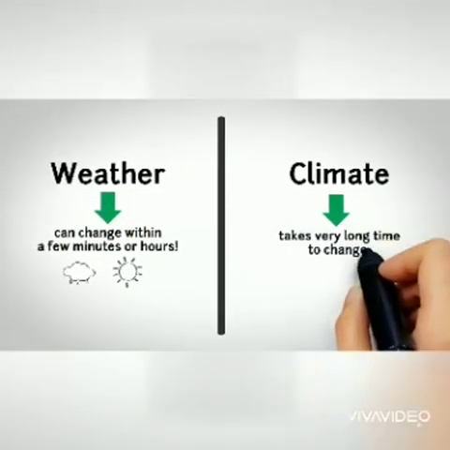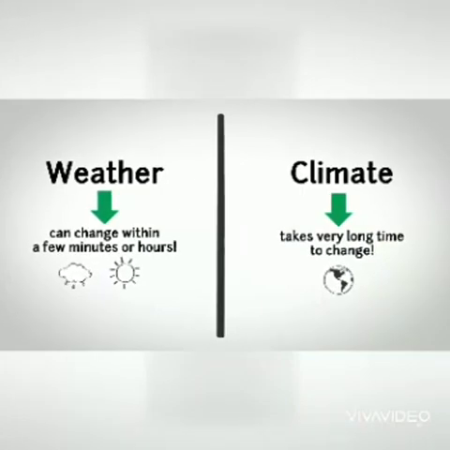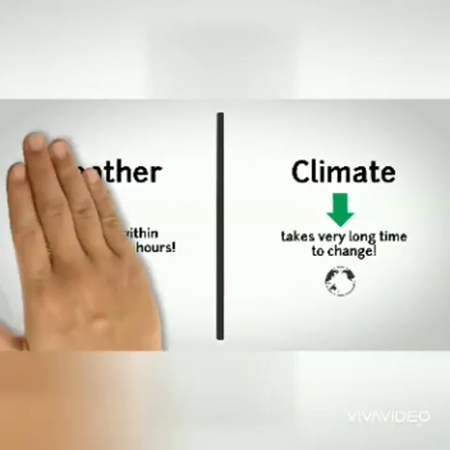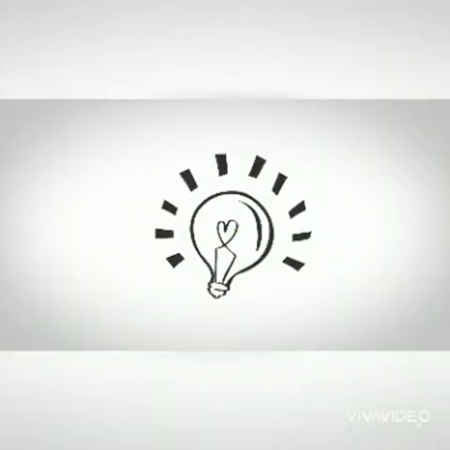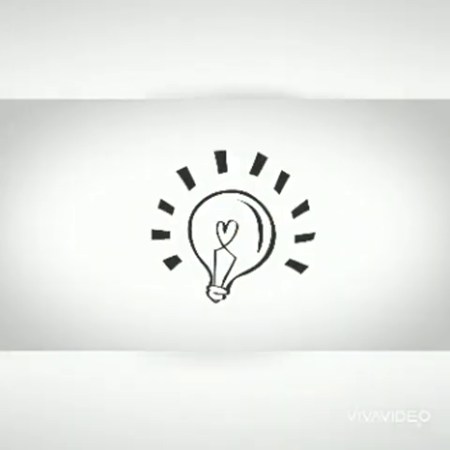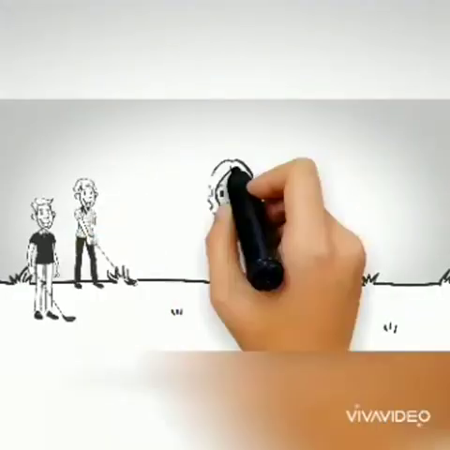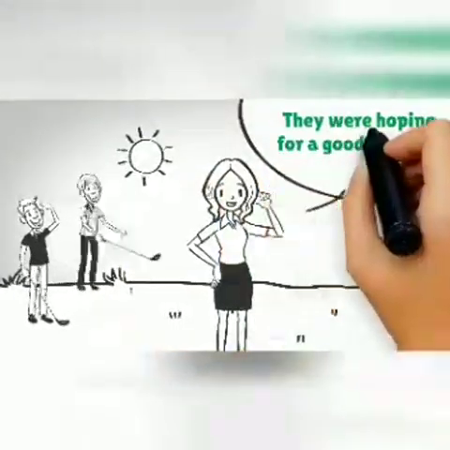Examples for weather include: they were hoping for good weather today; I got caught up in really bad weather yesterday. Examples for climate include: many parts of Africa have harsh climates; she missed the cool climate of southern Wales.